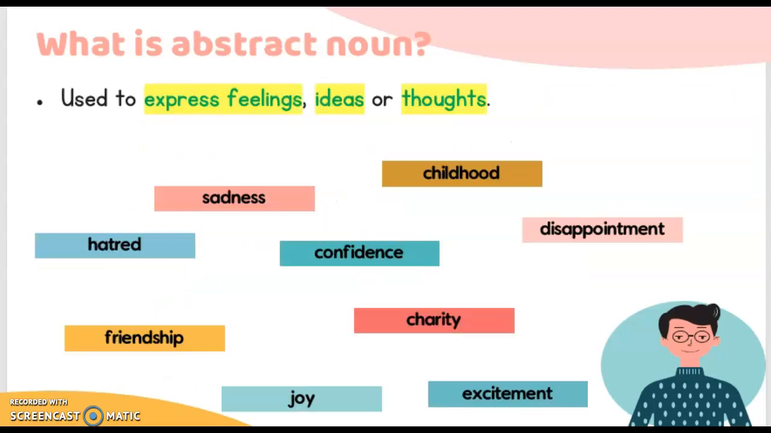Okay, and then what is actually an abstract noun? An abstract noun is used to express feelings, ideas, or thoughts. If you look at this slide, there are no pictures at all. Only words. For example, childhood, disappointment, confidence, joy, friendship, hatred. So these are what we call abstract nouns. They are abstract. You can't see them, you can't hear them, you can't taste them. It is actually used to express your feelings.